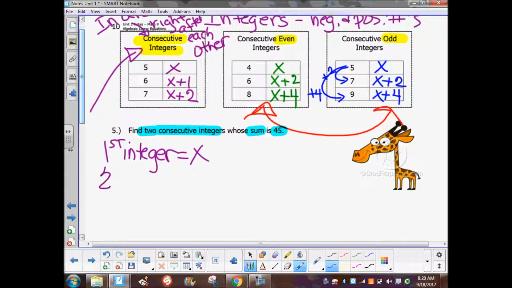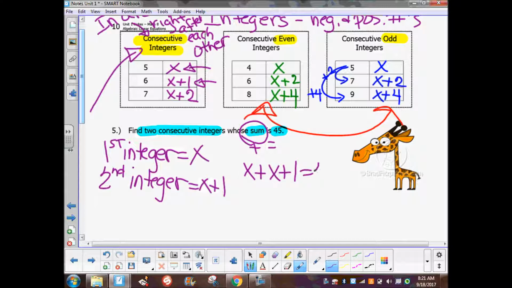My second integer is going to be what? If my first one is x, what's my next one have to be? X plus 1. Whose sum? What does sum mean? S-U-M. Add them. Is means equal 45. Somebody give me the equation. It's Juliana, right? Yeah. Go ahead. X plus X plus 1. Awesome. X plus X plus 1 equals 45.